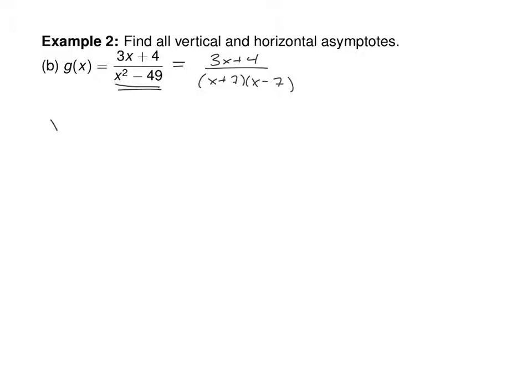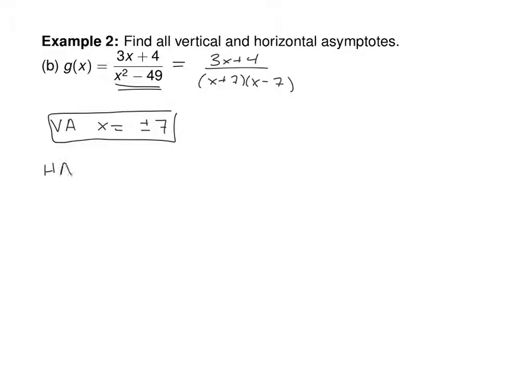Okay, so this has two vertical asymptotes. They're at x equals what two numbers? Positive 7, negative 7. Those are two vertical lines your function will approach but never cross.